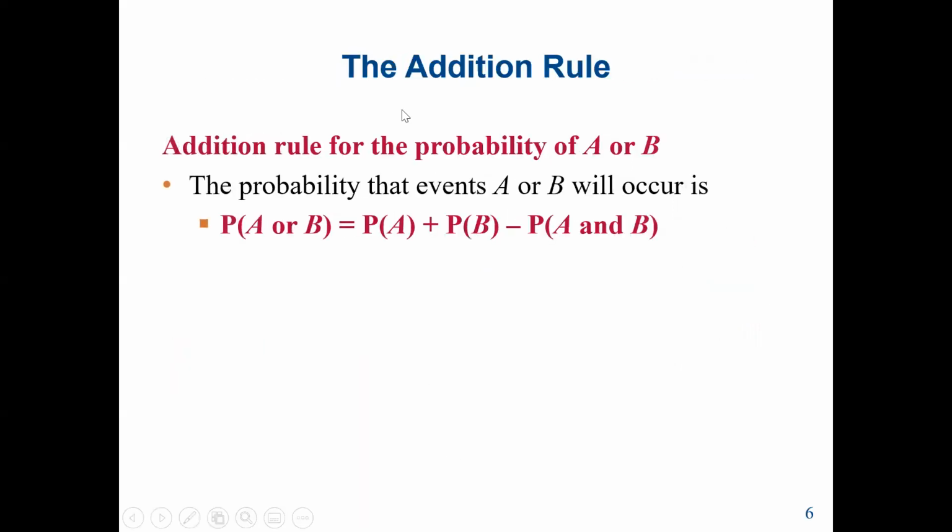Now, next we go to the addition rule. The addition rule for the probability of A and B, or we say A or B. The probability that event A or B will occur is the probability of A or B, which is equal to the probability of A plus the probability of B minus the probability of A and B. From this addition rule, we can see that it means events A and B are not mutually exclusive. So we have event A plus event B, but minus event A and B. Event A and B is the intersection of A and B, which is the probability that both events A and B will occur at the same time.